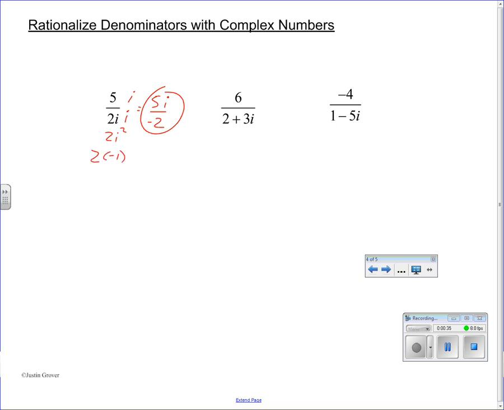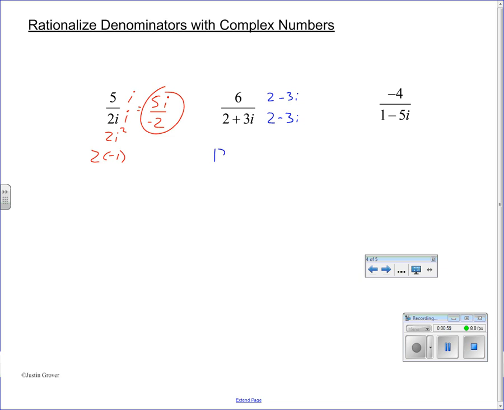When your denominator is a binomial like 2 plus 3i, we can't just multiply by i, because then through distribution we'll end up still having an i. So we have to use the conjugate, just like we did with radicals. The conjugate of 2 plus 3i is 2 minus 3i, and we do that top and bottom.